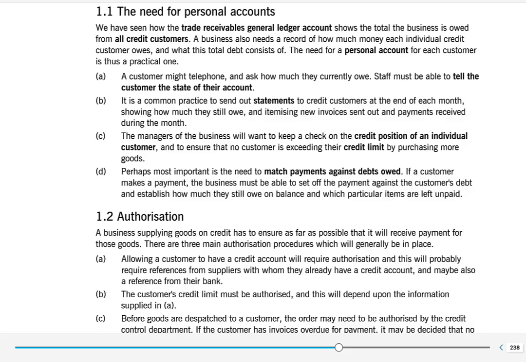Teacher talk moment. Selling on credit is risky. The personal account is the tool that lets you control that risk. Reason 4. Matching payments against debts owed. This is one of the most important practical reasons.